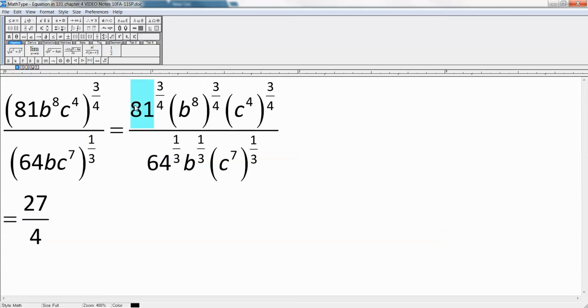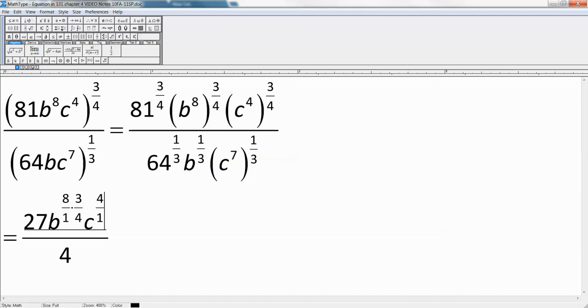You're really doing 81 to the 1/4, which is 3, and 3 to the 3rd is 27. And then 64 to the 1/3 is 4. Everybody knows that. Okay, so then it's b to the 8 times 3/4. Well, here, let me write it. It's 8 times 3/4. Because really that's 8 over 1. We don't usually write it like that, but that's what it is. And then c to the 4 over 1 times 3 over 4, which is going to be pretty simple for the c part there.